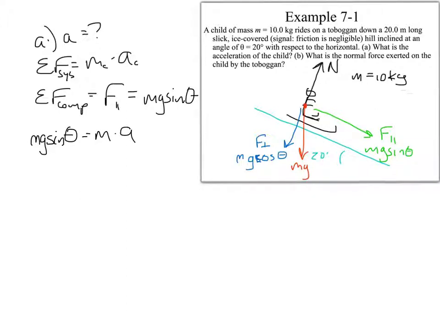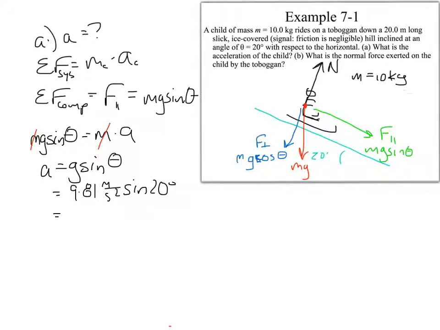And if we're solving for acceleration, that should be easy. In fact, we can even cancel out the masses. It's the mass of the child, which is the whole system. So we can really say our acceleration is nothing more than g sine theta. What's g? Well, that's 9.81 meters per second squared, and theta is 20 degrees, so that should give us our acceleration for the child.